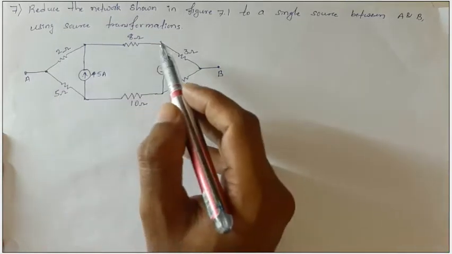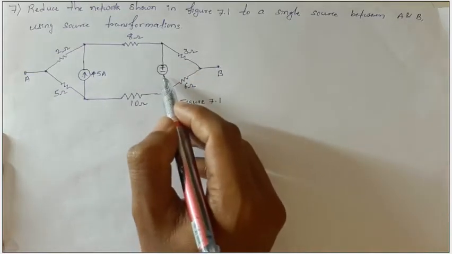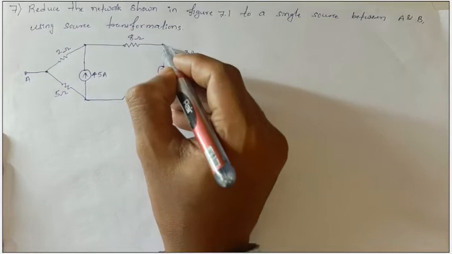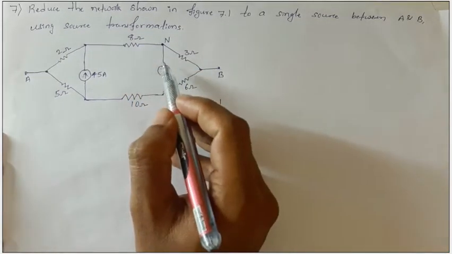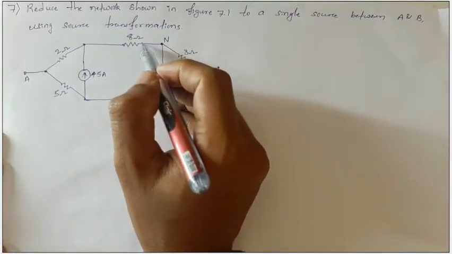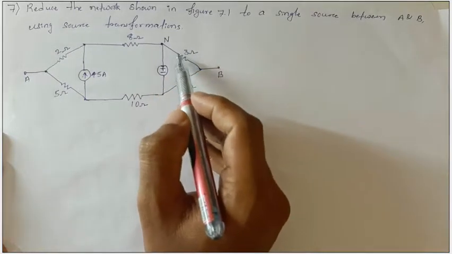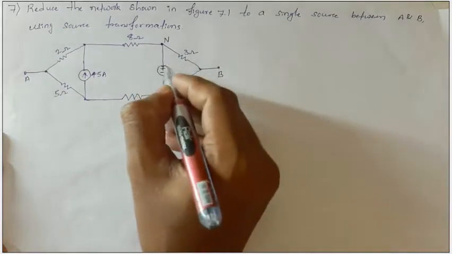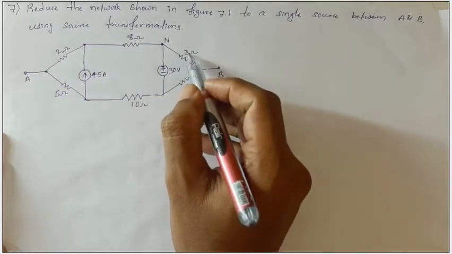And here also no resistor is in series, so we'll shift this particular voltage source through this node, let me call this a node N, such that after shifting it will be in series with this 8 ohm resistor, and here its value is 30 volts. It will be in series with this 3 ohm resistor.